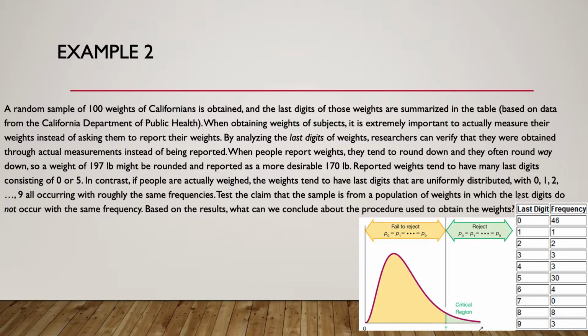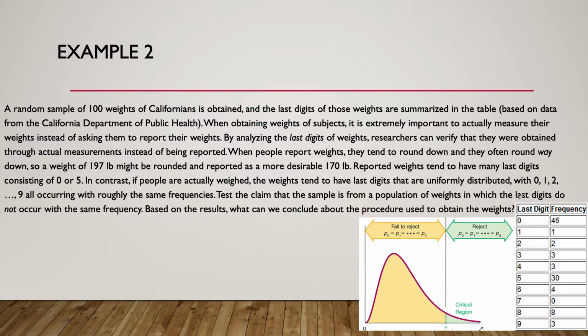When people report weights, they tend to round down, and they often round way down. So a weight of 197 pounds might be rounded and reported as a more desirable 170 pounds. Because that's pretty close together, right? Reported weights tend to have many last digits consisting of 0 or 5. In contrast, if people actually weighed, the weights tend to have last digits that are uniformly distributed, with 0, 1, 2, all the way up to 9, all occurring with roughly the same frequencies.